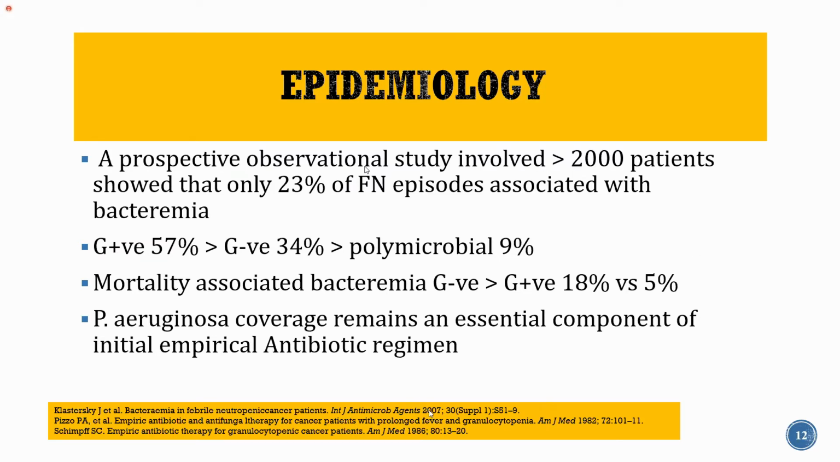The study was published in American Journal of Medicine, in Antimicrobial Agents 2007. This has shown that the gram-positive organisms are more than the gram-negative, and the polymicrobial infections were 9%. But the mortality was associated more with the gram-negative pathogens, 18% versus 5% with the gram-positive. Pseudomonas aeruginosa is still the most notorious agent to target in febrile neutropenic patients.